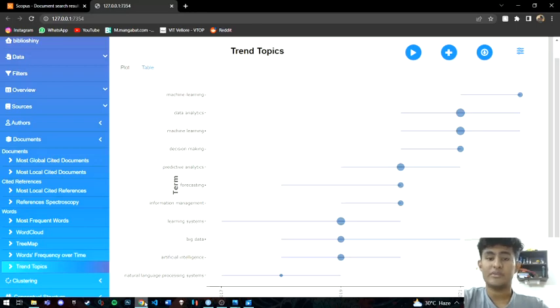The graphical representation of the frequency of words over time shows us that predictive analysis was the most common keyword in the beginning of the analysis, but it was overtaken by learning systems in 2017 and finally surpassed by data analytics at the end of the analysis time period. The plot of trend topics shows us that the emerging trends in the field have been predictive analysis, data analytics, and machine learning and decision making in the last few years of the analysis period.